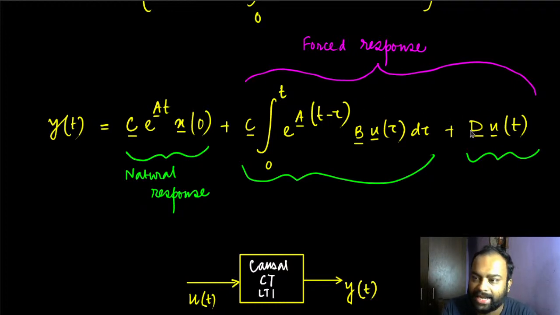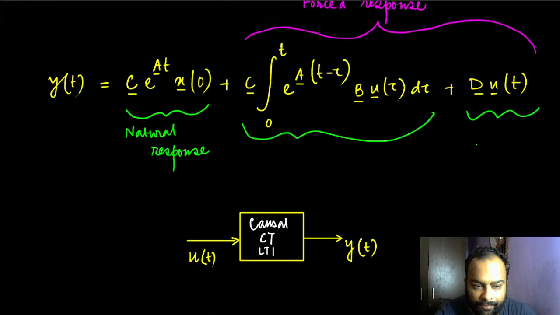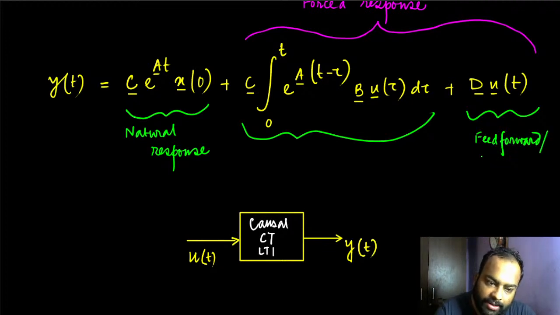This is just directly being calculated out of that. This part that is being directly calculated out of this is called the measurement, or feed forward. Sometimes it is called feed forward, or sometimes called measurement response.